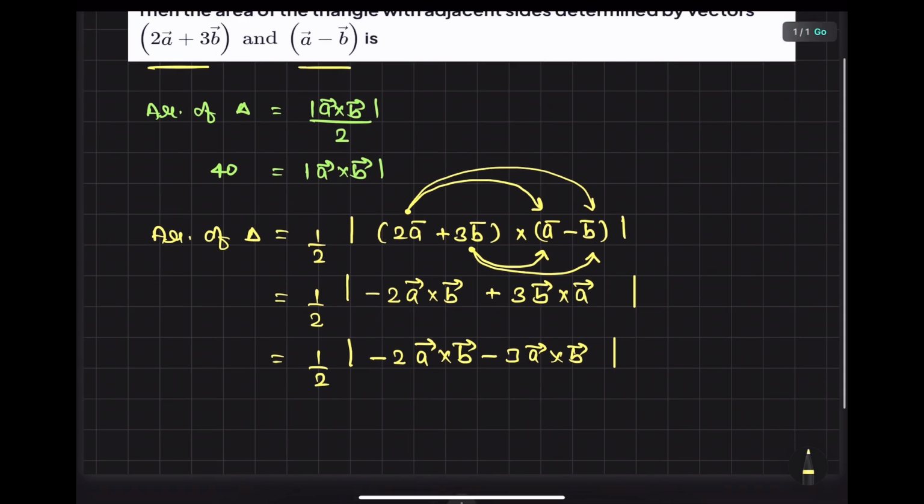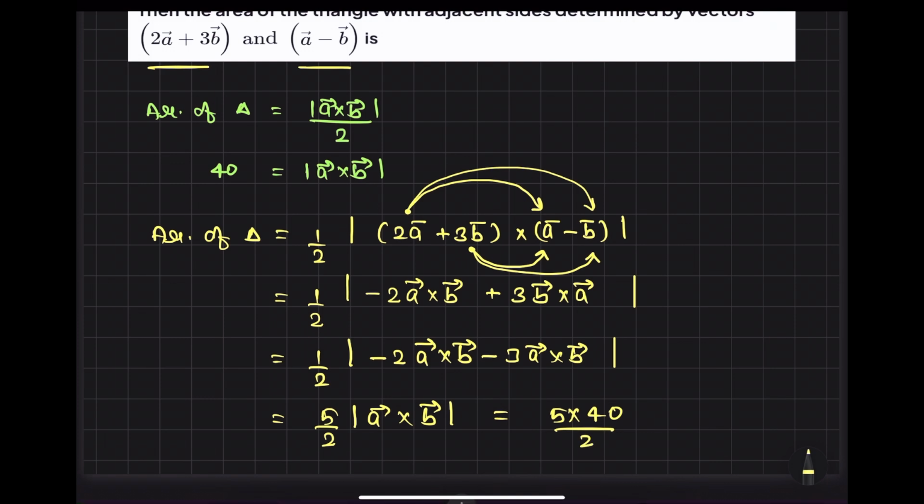Okay, so it is 5 times a cross b. So can I take 5 outside? So we got 5 by 2 magnitude of a cross b. The negative thing inside the mod makes no sense. Okay, and you also know that magnitude of a cross b is 40. So 5 into 40 by 2, okay, is 100 square unit.